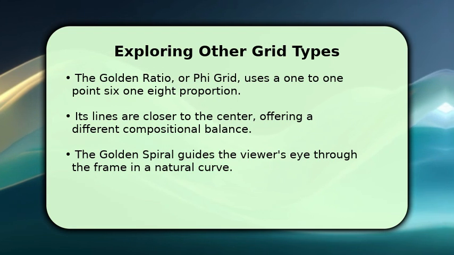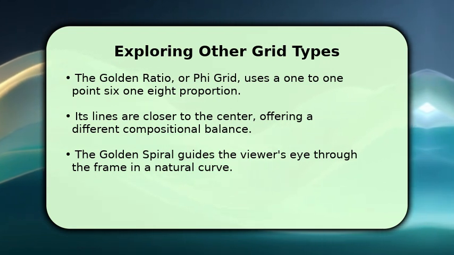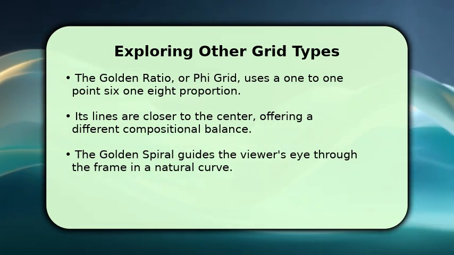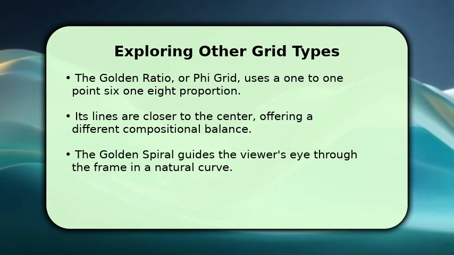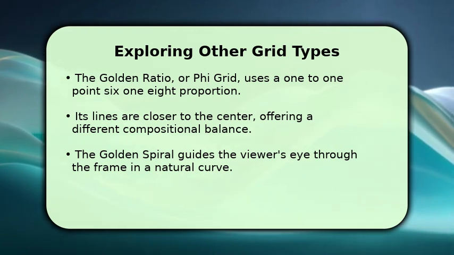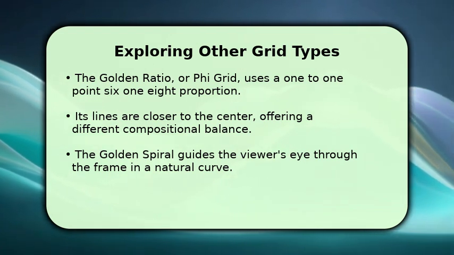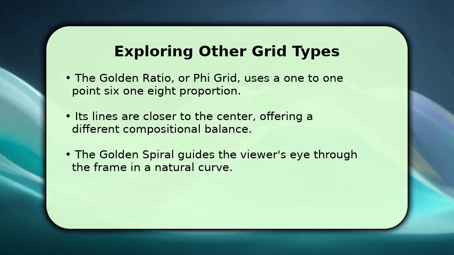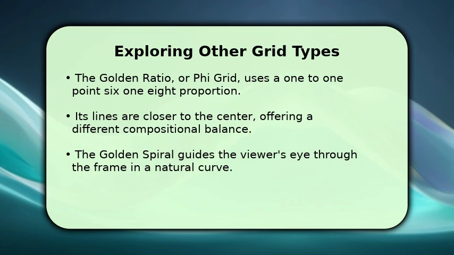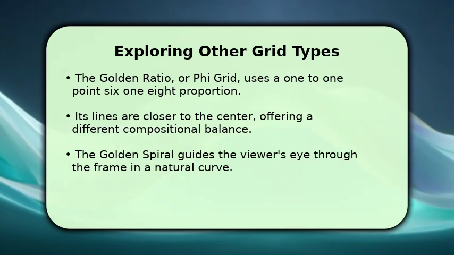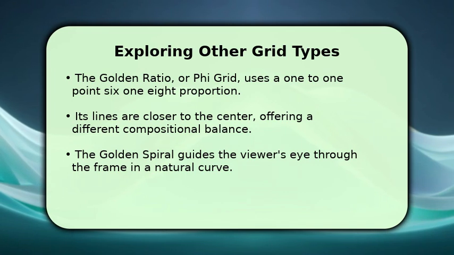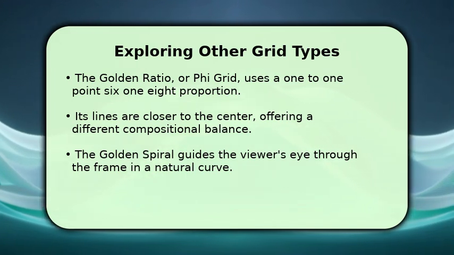Beyond the rule of thirds, you can explore other compositional grids like the golden ratio, also known as the phi grid. This grid divides your image using a 1 to 1.618 ratio, with lines positioned slightly closer to the center than the rule of thirds. Another powerful tool is the golden spiral, which follows a logarithmic curve, often seen in nature. These advanced grids can help create compositions that feel incredibly natural and harmonious.